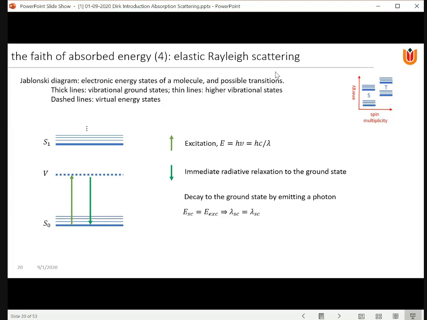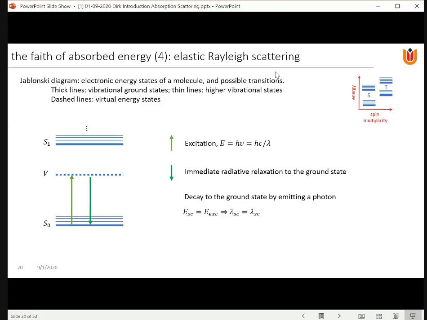We were still discussing what could happen to absorb energy, and we've seen thermal relaxation, fluorescence, and phosphorescence. Of course, the other basic interaction of light with tissue is scattering. So we can also represent that in the Jablonski diagram, as shown here. Now the dashed line, the virtual energy state, makes its appearance. It's not a real energy state associated with the molecule, but somewhere in between.